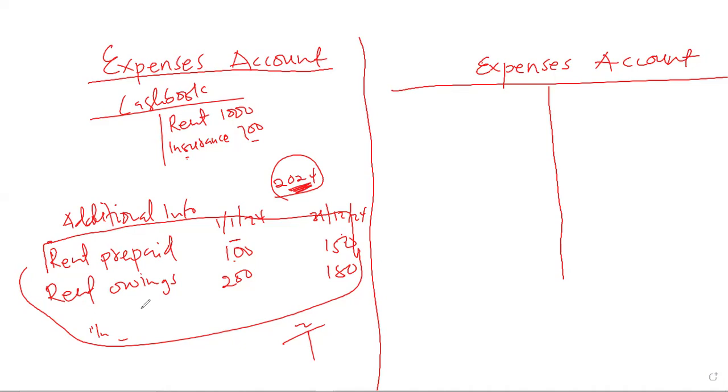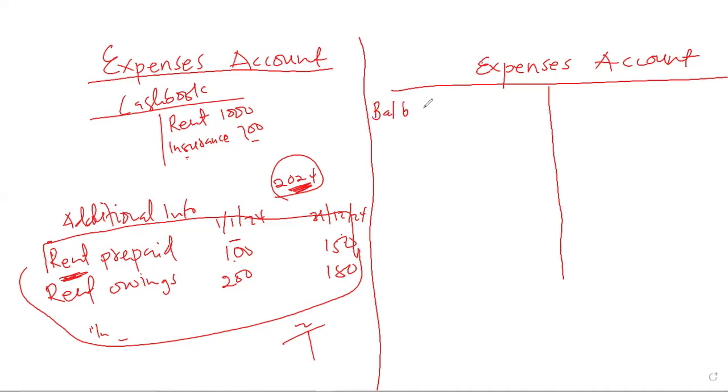Expenses paid in advance is an asset to the organization, and all assets have a debit balance. Sorry, I said credit, but all assets have a debit balance. So rent prepaid or expenses prepaid is an asset, and all assets have a debit balance. So if it has a debit balance, then it means the opening balance will come to the debit side.